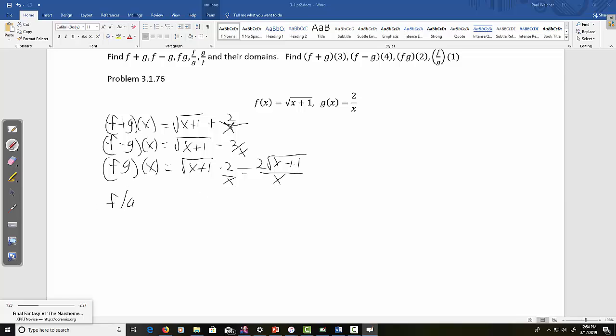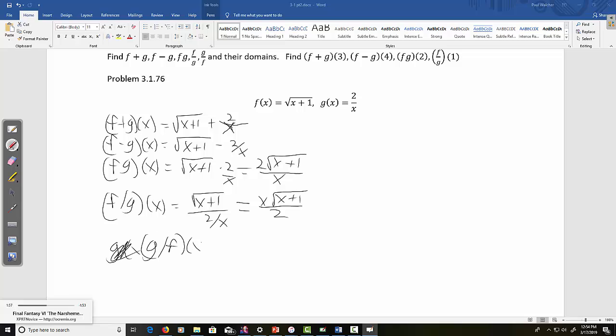And then f over g would be square root x plus 1 over 2 over x. So you flip that and multiply, it'll basically just be x up there, 2 down there. So x square root x plus 1 over 2. And g over f would just be the flip of that. So 2 over x square root x plus 1.